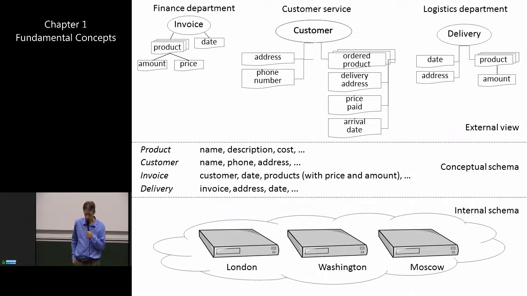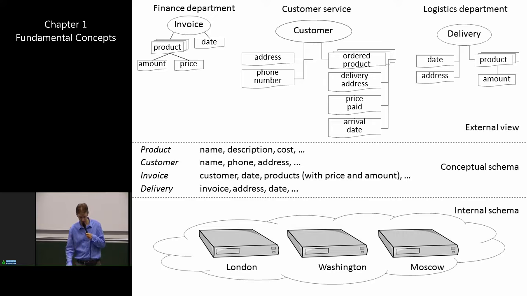Here you can see that again visualized in a particular company setting. So imagine that you have some departments that need certain types of information. They need product information, customer information, invoice information, delivery information. And imagine that for products we're going to store name, description, and cost. For customers, we're going to store name, phone, and address. We store certain types of information for invoices and delivery. So what information we're going to store for each of those items is specified at the conceptual level, together with the relationships between all those concepts.